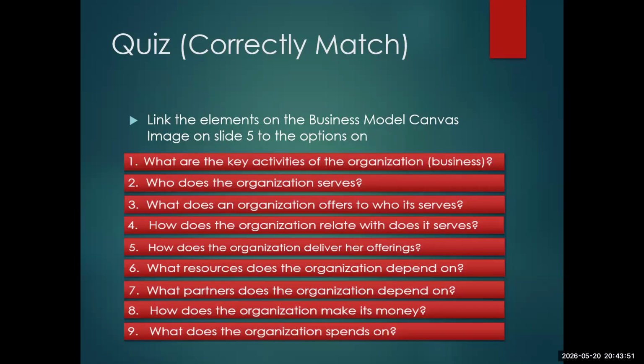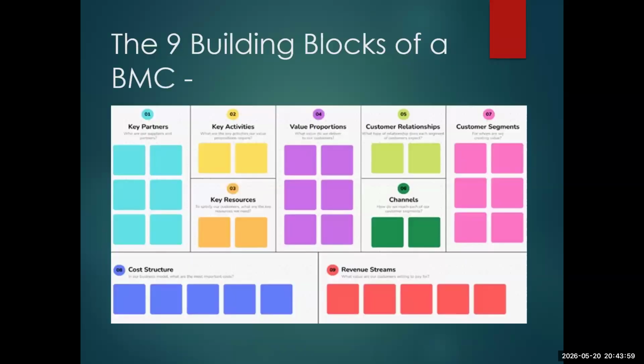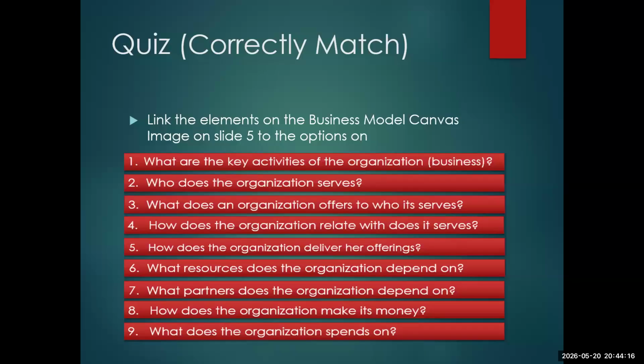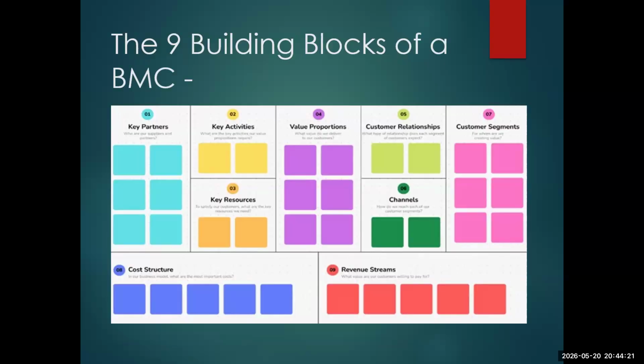Fantastic. Okay, so number 4 here, how does the organization relate with those it serves? How does it relate with those it serves? Number 5. Customer relationship. Fantastic. It's actually customer relationship. How does it relate with them? It actually falls under customer relationship. Number 6, what resources does the organization depend on? What resources does the organization depend on? Number 3. Key resources. Fantastic.